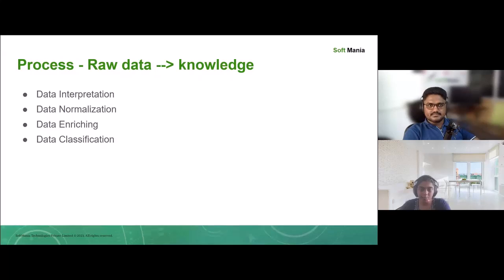The data interpretation, right? It is identifying the fields. What data is present, we need to identify and convert it into fields. And data normalization is like flattening the data. If there are multiple values in a single column, we can flatten it, or we can reduce the duplicates and eliminate them. And data enriching, we are adding more information to the existing data, so that it provides more value to our output. And data classification, we are categorizing the data.